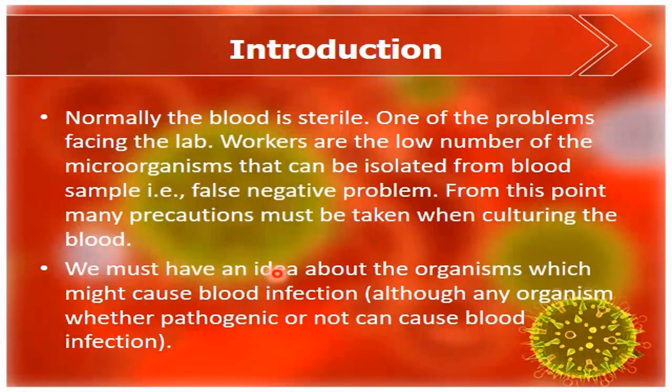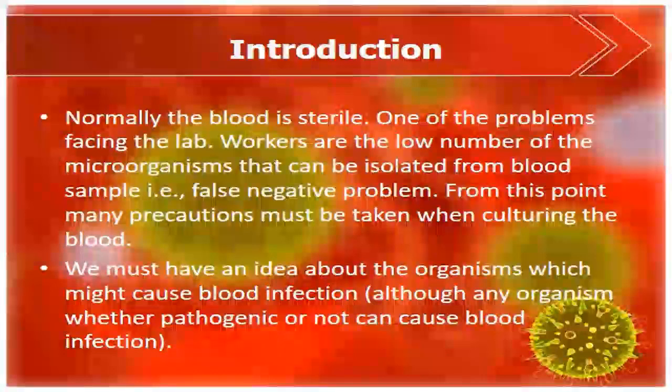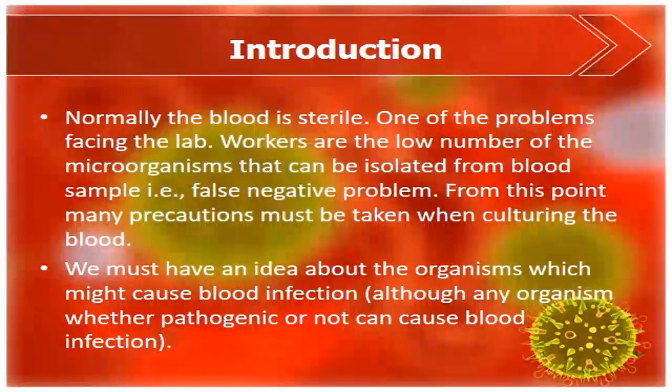We must have an idea about the organisms which may cause blood infection, although any organism, whether pathogenic or not, can cause blood infection. Surely, as microbiologists, we must have enough knowledge about which microorganisms can cause bacteremia, which is the presence of bacteria in the bloodstream, or septicemia, the presence of microbes and their toxins in the bloodstream. What is the type of microorganism, whether pathogenic or not pathogenic?